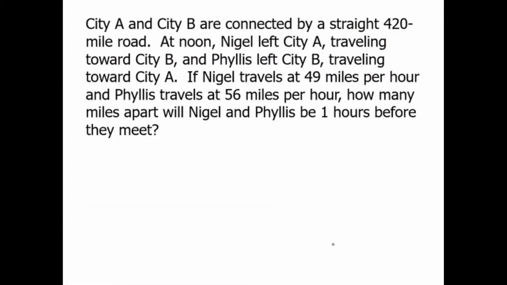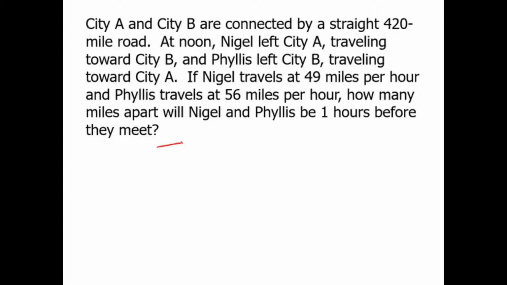Okay, City A and City B are connected by a straight 420-mile road. We have Nigel going one way, Phyllis going the other way, and we have the two speeds, and we want to know how many miles apart will they be 1 hour before they meet. So we could do this in very complicated ways, introducing all kinds of algebra, but let's just think about this.